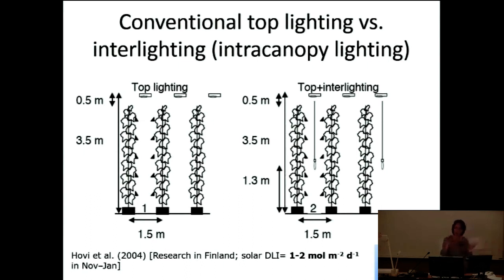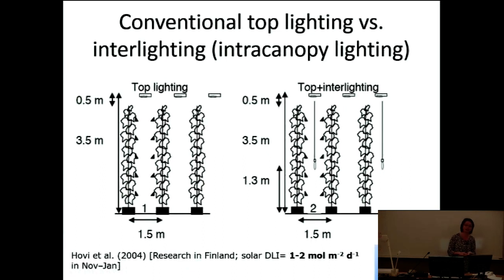But just as a proof of concept for the future LED work, which many people are working on right now, they did an excellent study because of the innovative idea of putting lights in the canopy rather than on top of the canopy. By the way, in Finland, solar DLI from November to January is 1 to 2 moles per square meter per day, only 1 to 2.